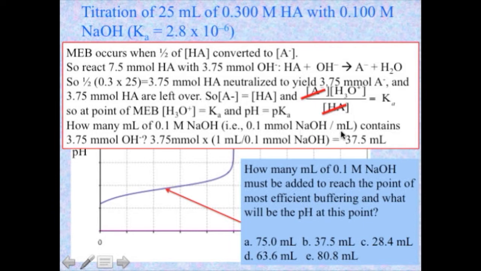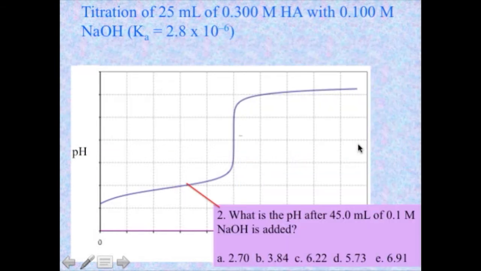So now the question is, how many milliliters of 0.1 molar sodium hydroxide, which is, after all, 0.1 millimoles of sodium hydroxide per milliliter, contains 3.75 millimoles of hydroxide, because that's what we need to neutralize 1/2 of the weak acid. Multiplying 3.75 millimoles by our ratio inverted with 1 milliliter in the numerator and 0.1 millimoles of sodium hydroxide in the denominator, we get 37.5 milliliters. And that's the answer.